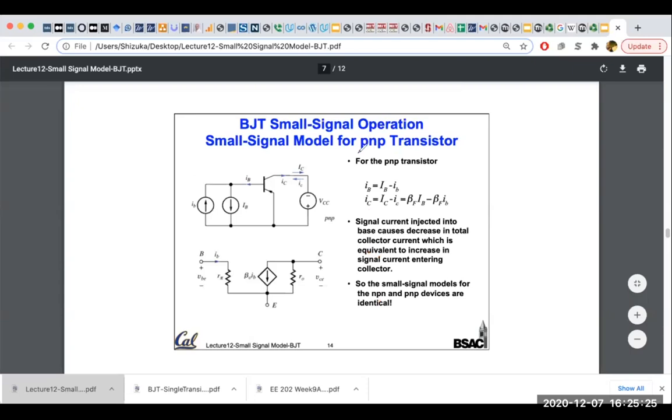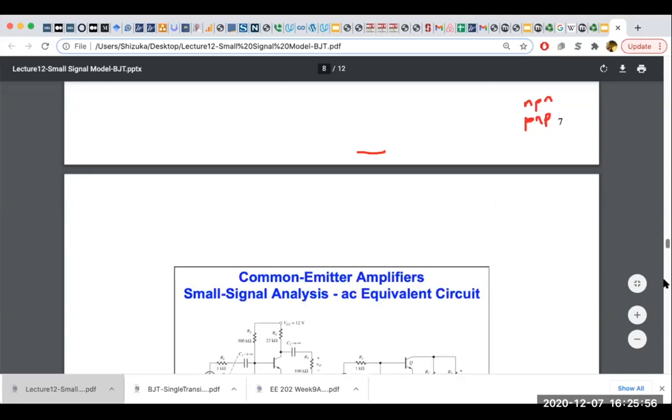Similar to the CMOS, in the BJT there is PNP, right? In the MOSFET there is NMOS and PMOS. In the BJT there is NPN and there is PNP, and the logic is the same. The small signal model is the same, but the polarities change. So instead of VBE, you care about VEB voltage, for instance, and so on.